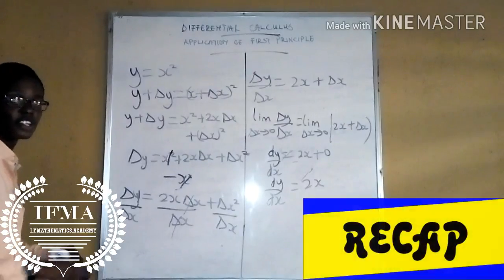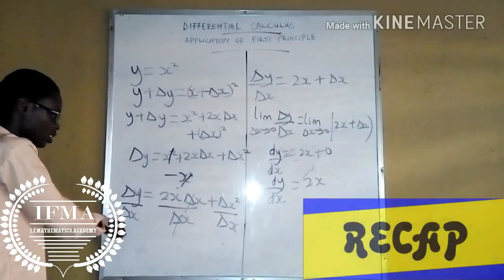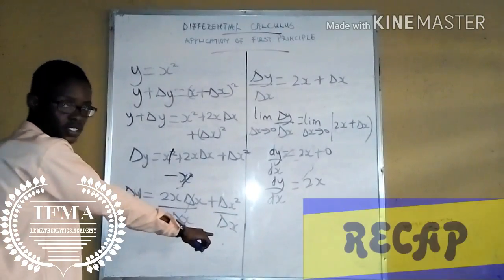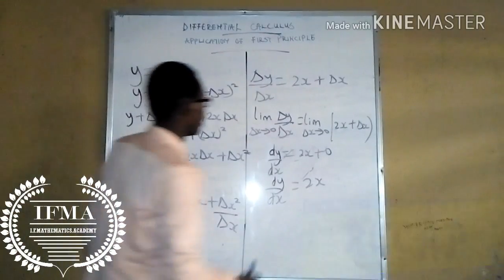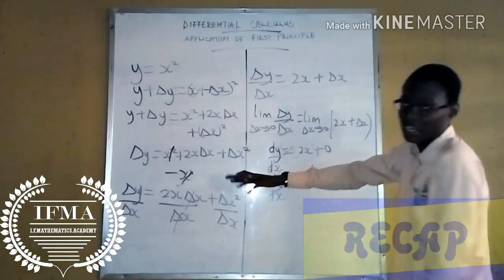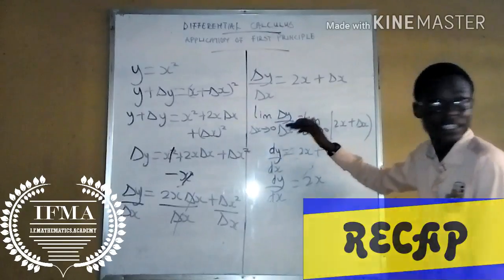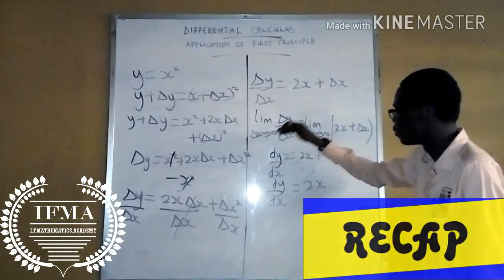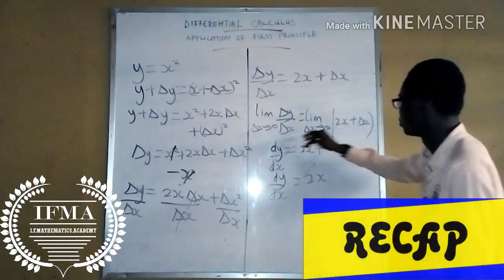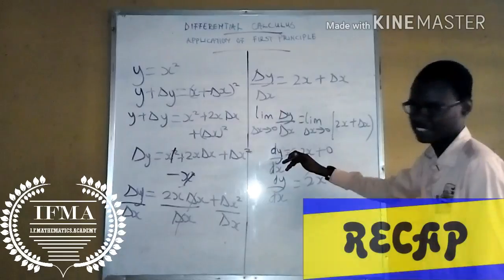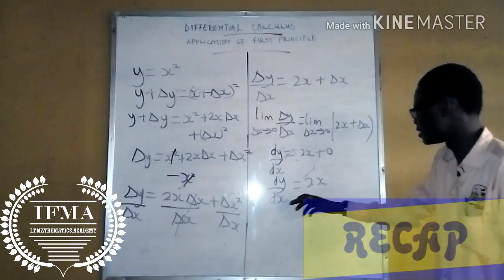And then, according to our first principle in differential calculus, we said change in y is going to be divided by change in x, and we divide all sides by change in x. After our division and cancellation, we got our answer as this. Therefore, we take the limit of change in y over change in x as change in x tends towards 0, which will give us this. And our dy dx equals 2x plus 0. We can also write that as dy dx equals 2x.